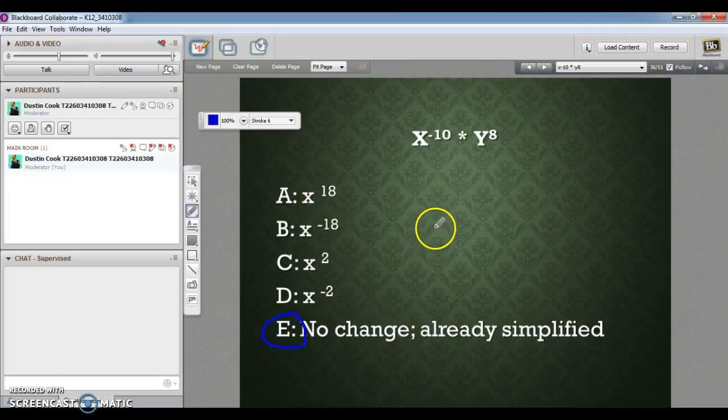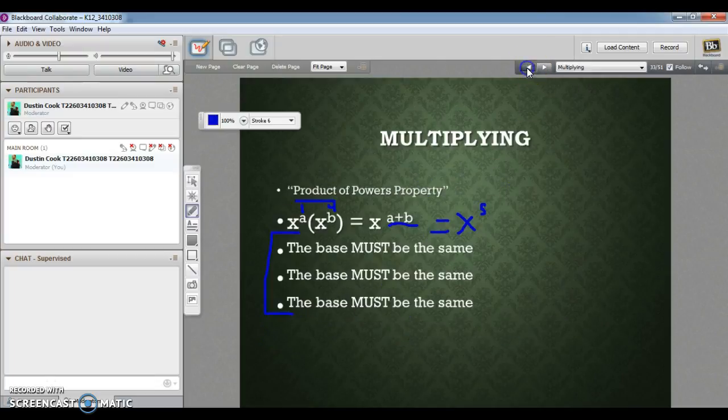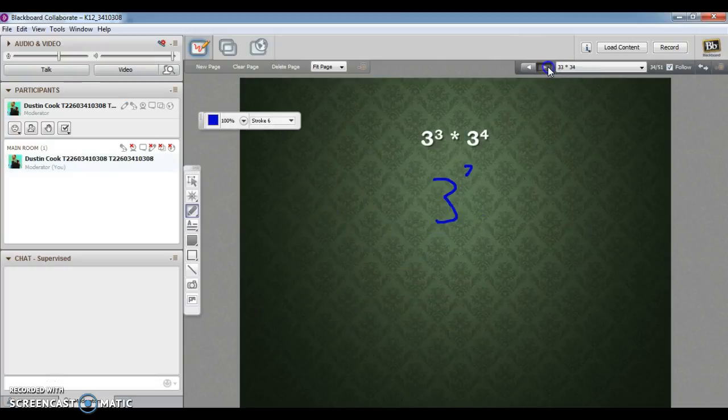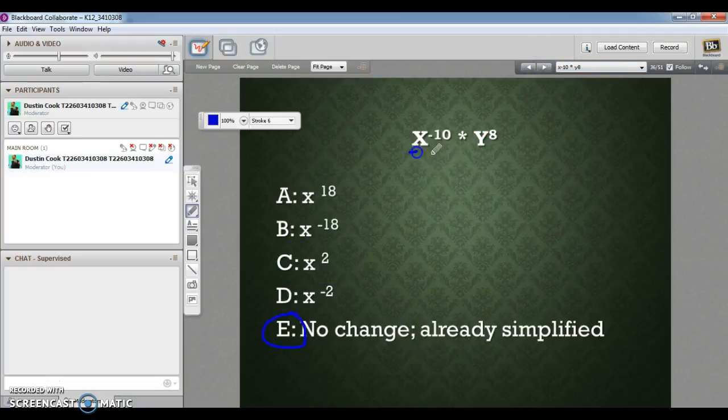Uh-oh. Some of you may have said negative 10 plus 8 is negative 2. So some people may have said D, but you forgot something super important. The base must be the same, right? X and Y are not the same base. So 2 to the third times 4 to the sixth cannot be reduced, right? So it's just done. And the same with X and Y. So if we said that's X and that's Y, we're done. It's already simplified because the base must be the same.